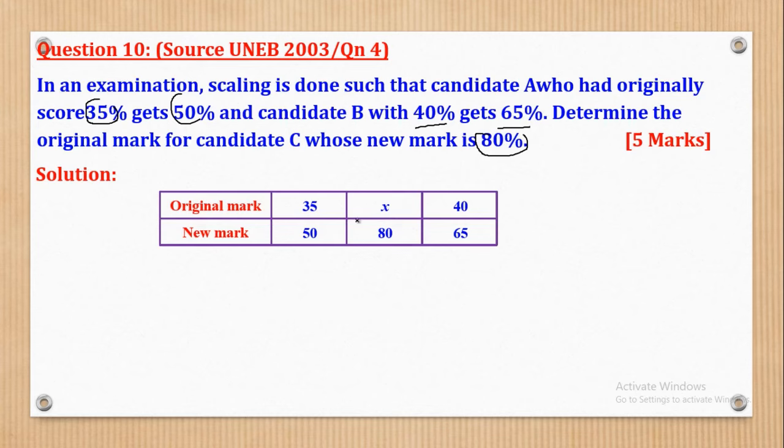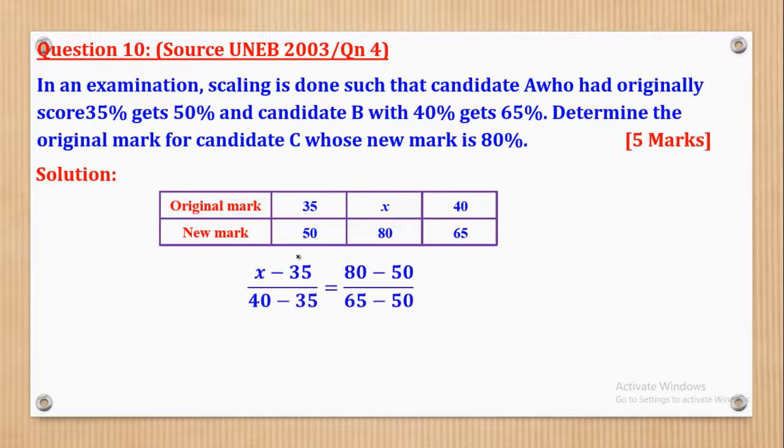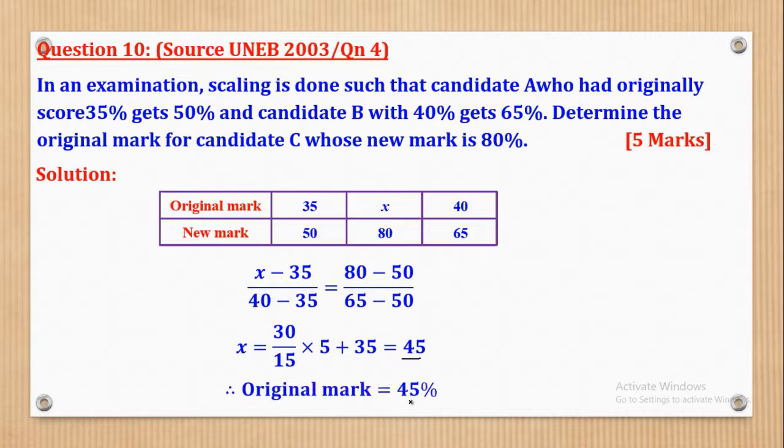So next we shall use interpolation. Of these two, it is 35 which is smaller, therefore we shall say that x minus this divided by this minus this is equal to this minus this divided by this minus that. When you do that, you shall come up with that part, and when you simplify to make x the subject, x will be 45. Therefore the original mark was 45%. So basically that's what they wanted.